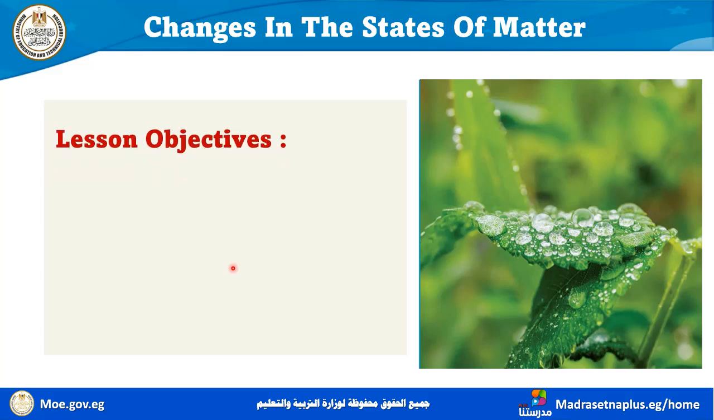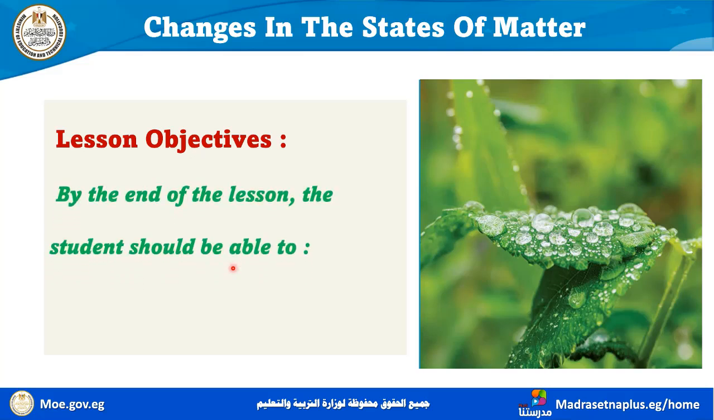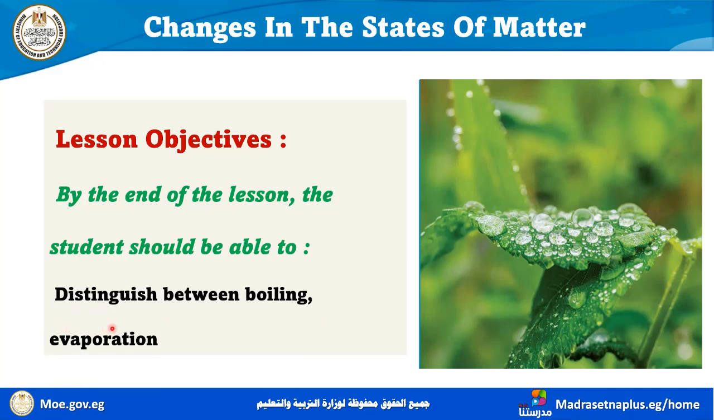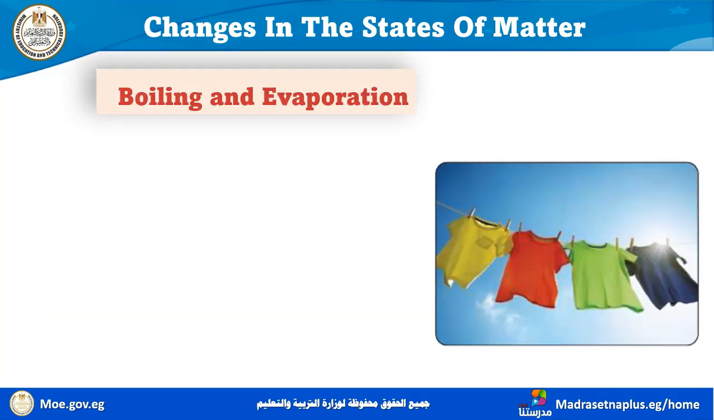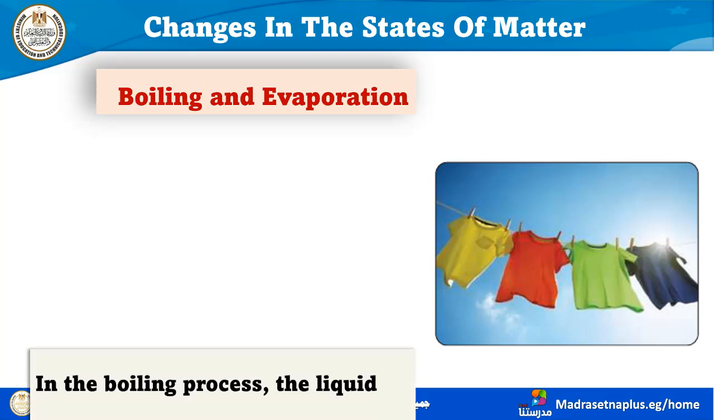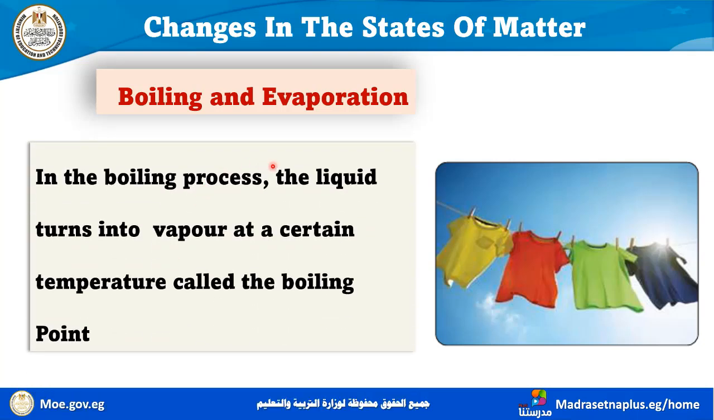Today, our lesson objectives: by the end of our session, you will be able to distinguish between boiling and evaporation. Also, you will be able to identify the factors affecting the rate of evaporation. At first, let's start to explain the boiling and evaporation processes.